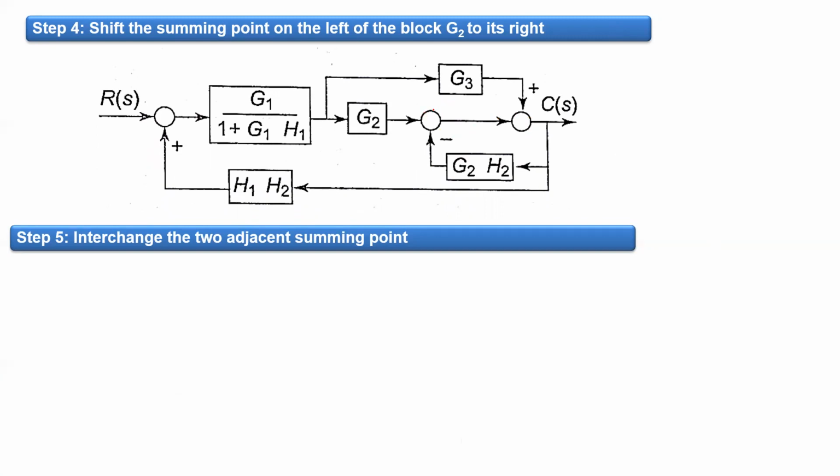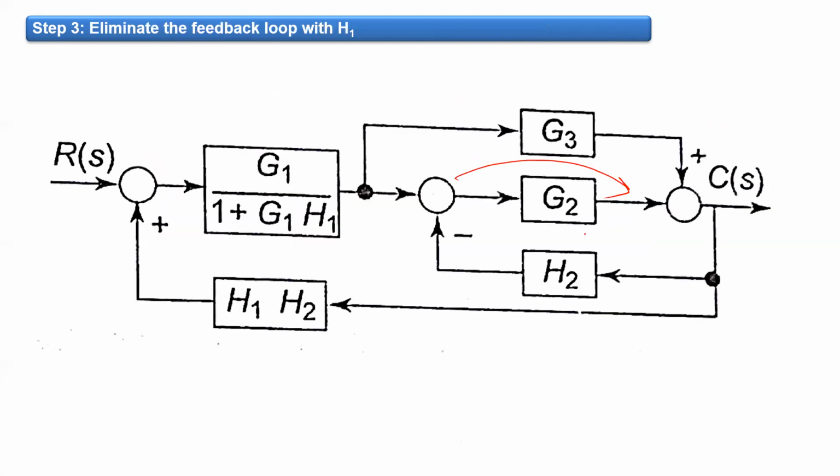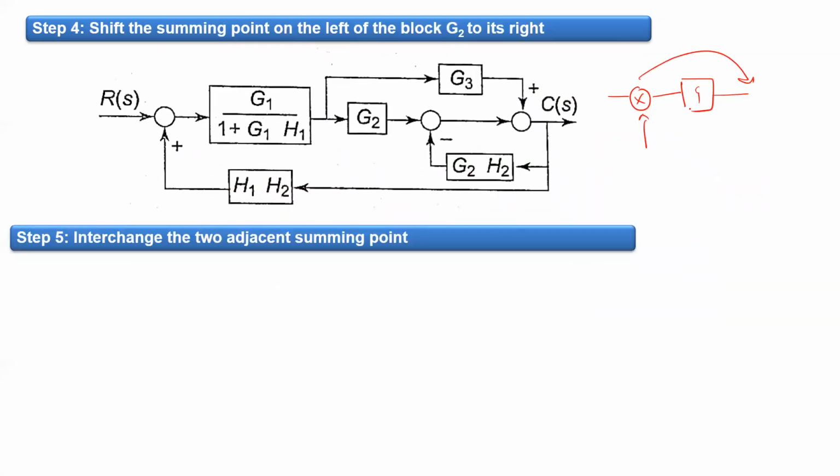Now, when we shift a summing point from a position before the block to a position after the block, we have to multiply, as we can see here, this H2 with G2. This is what we have done. So when we shift a summing point, we have to multiply it with G here. This is how we simplify the block diagram. So this is what we have got.